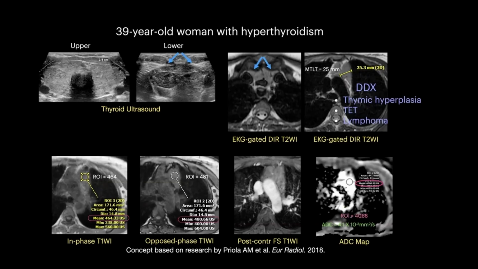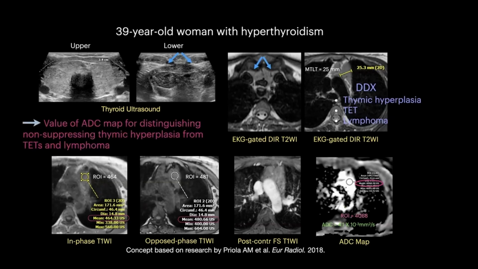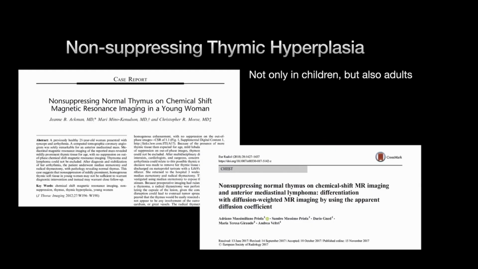So there was no significant restricted diffusion in this tremendous excess of thymic tissue for age that's rather mass-like, although bipyramidal. And therefore, this must be hyperplasia, not lymphoma, and not a thymic epithelial tumor. So again, non-invasive diagnosis, no surgery needed. So this case highlights the value of the ADC map in the setting of non-suppressing thymic hyperplasia. And again, this does exist. It's been reported in the literature.